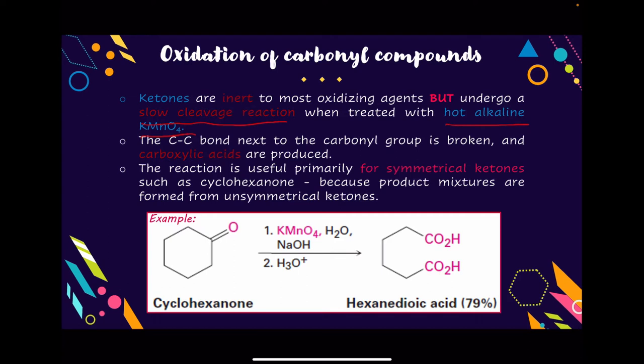For example, in the example here, when the cyclohexanone reacts with KMnO4 in hot alkaline medium, it will dissociate into this one, and then both of the carbons will undergo the reaction to form C double bond O, OH, and then C double bond O, OH. So this is the first carbon here, and this one is the second carbon. It will cleave to form the dioic acid.